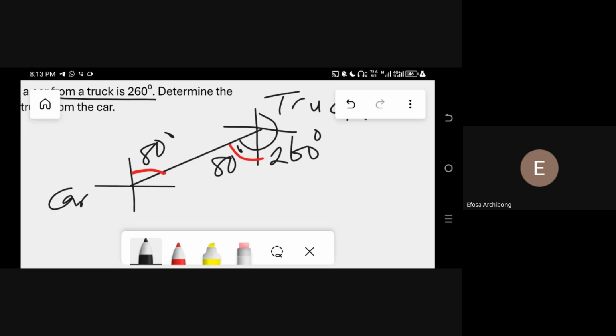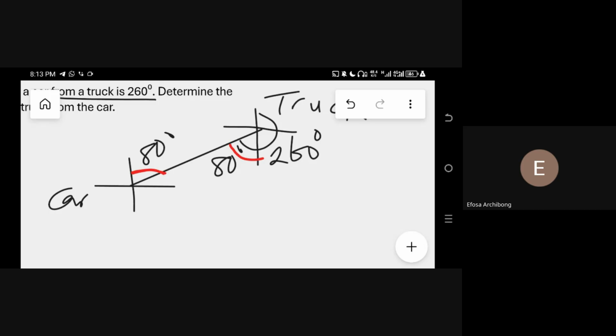And now let us read our answer. Remember, you're reading your answer from the car. You have already gotten your answer from the truck side, so your answer is being read from the car. How do you read your answer? You always read from the north to the line that was drawn. That's how you read your answers.